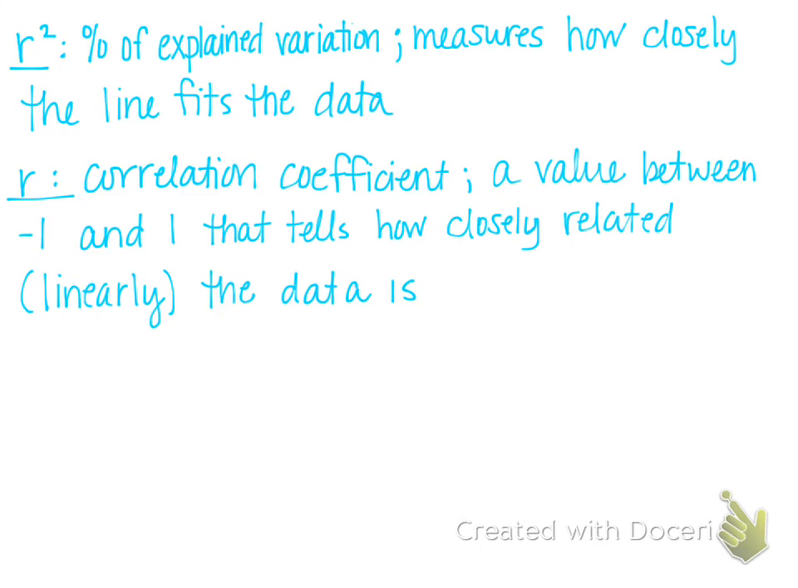Now the r is your correlation coefficient. It is a value between -1 and 1 that tells you how closely related, and in this case linearly, the data is. So this tells you how close to a straight line your data is. And we're going to talk about r in just a second in more detail.